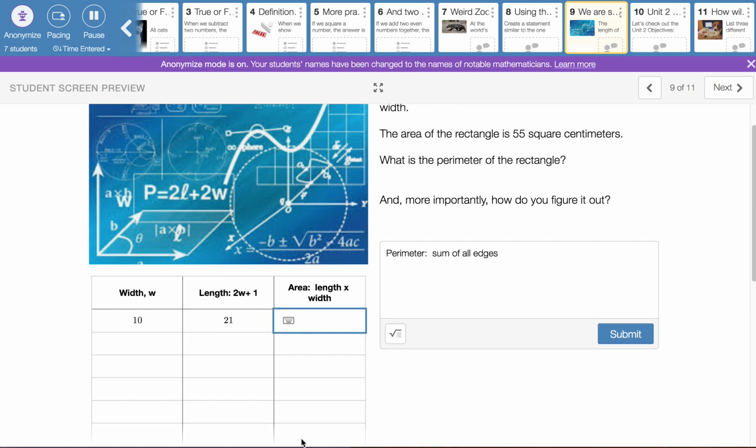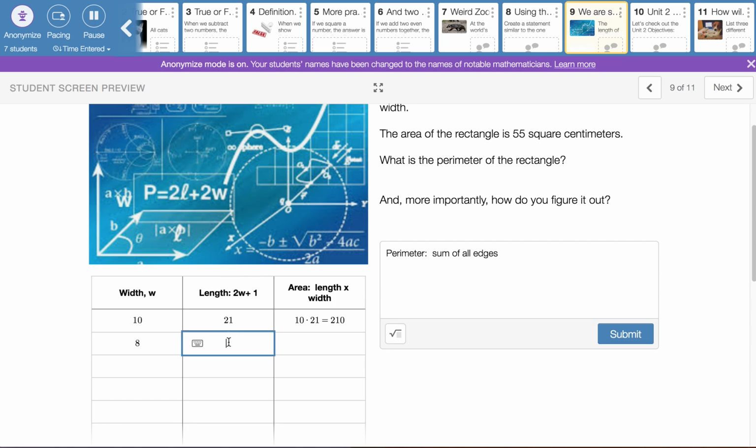And then to find the area, we can do 10 times 21, and that'll give us 210. And that's too big. I wanted it to be 55. It's way too big. But I know that a width of 10 gives me too much, and so I need to go a little bit smaller. Or I need to start chopping it down.